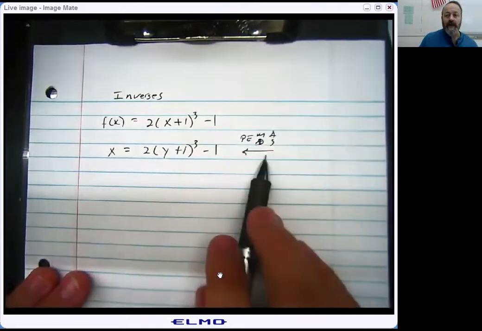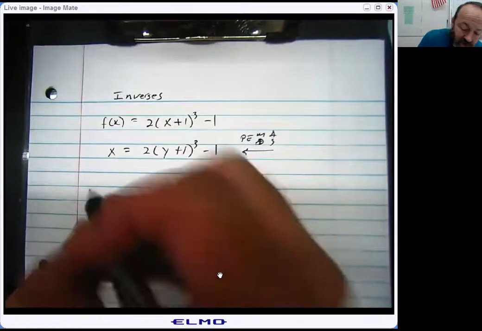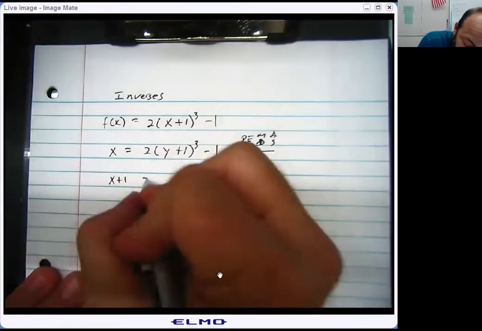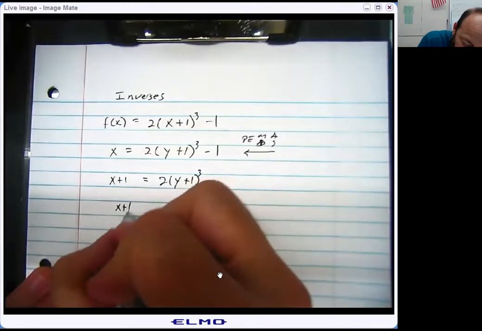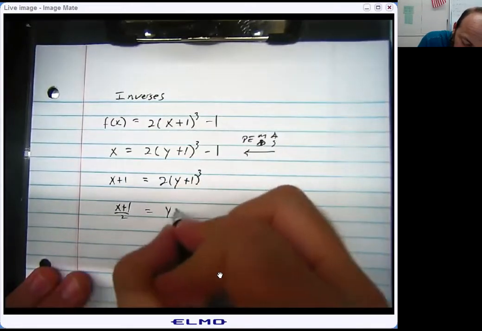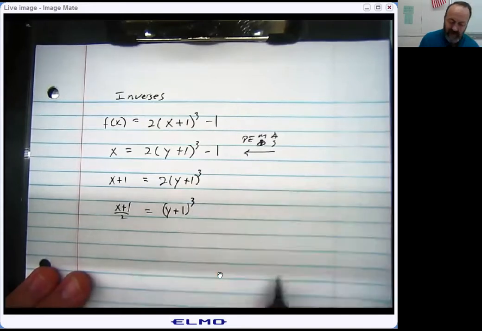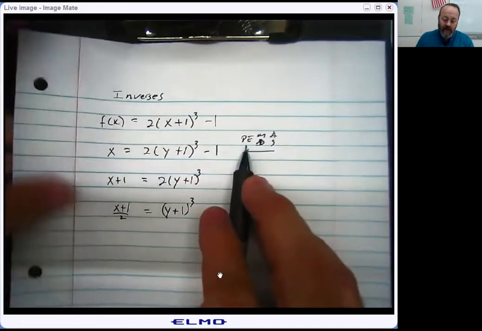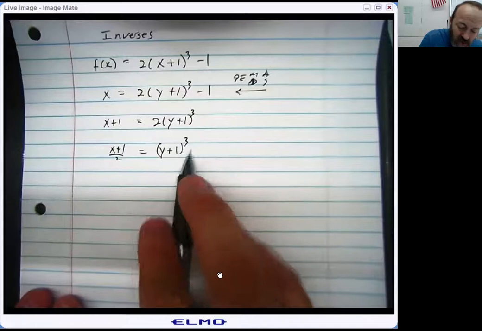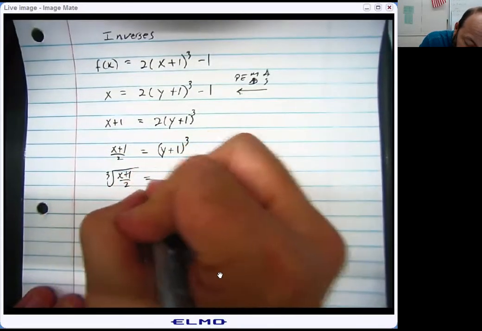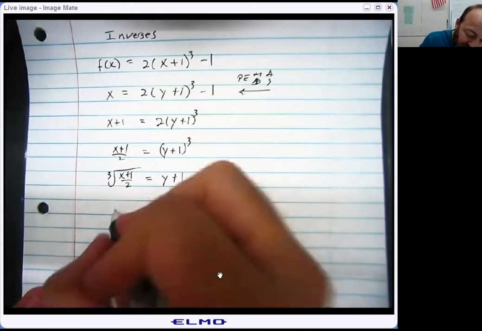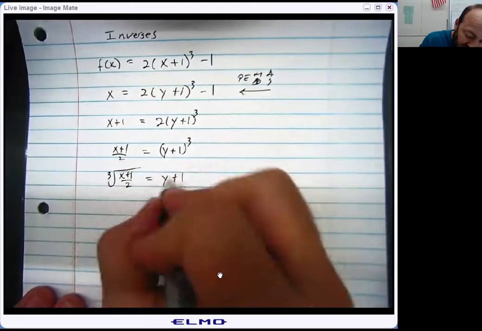So the first thing I want to do is get rid of any adds and subtracts. So that would be x plus 1. Now, I do know some of you could go a little bit quicker than this. So now I got rid of my multiplies and divides. Now I want to get rid of my exponent. So to get rid of my cube, I'll take the cube root. And last but not least, we're going to move the 1 across.